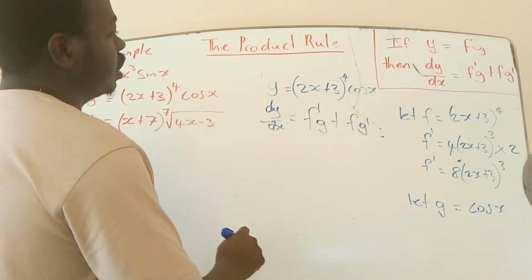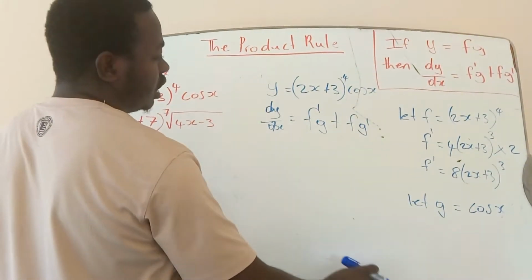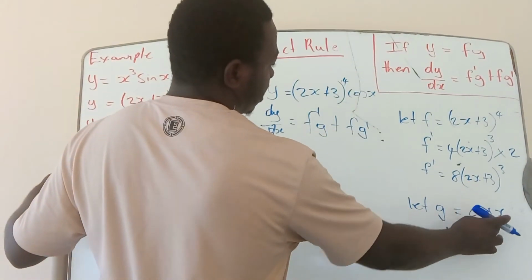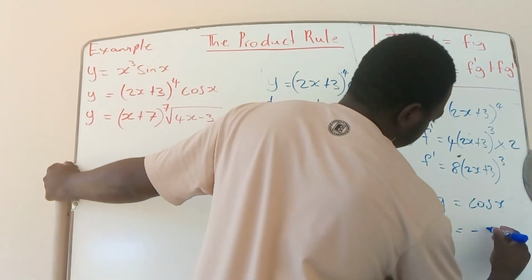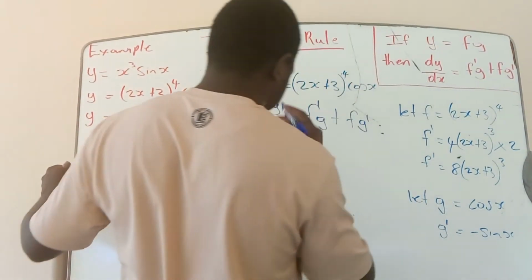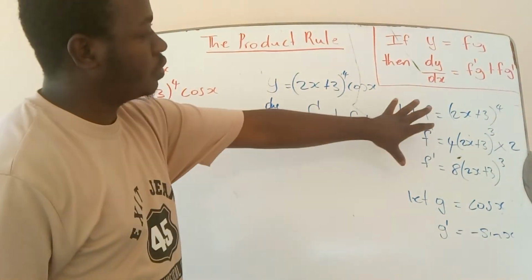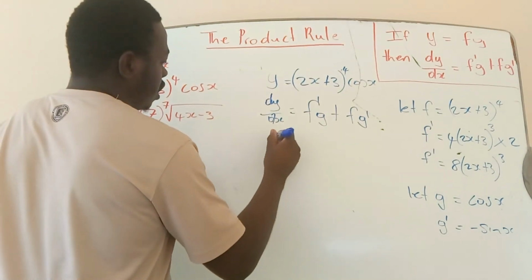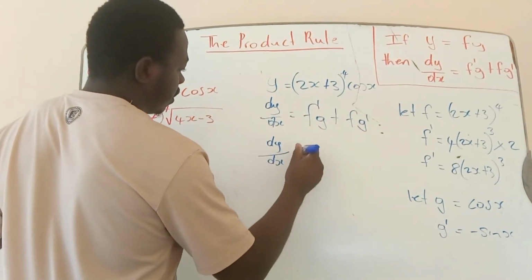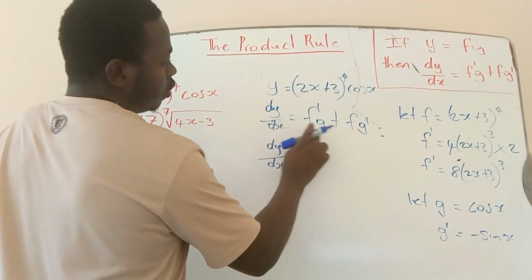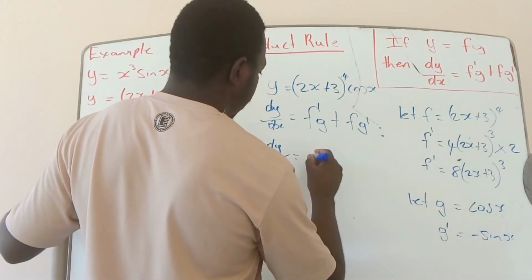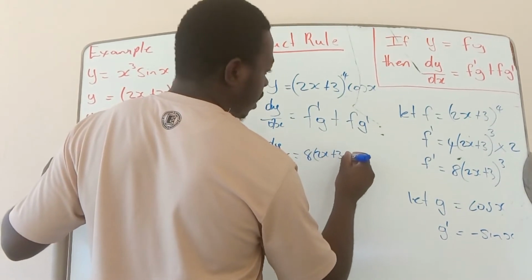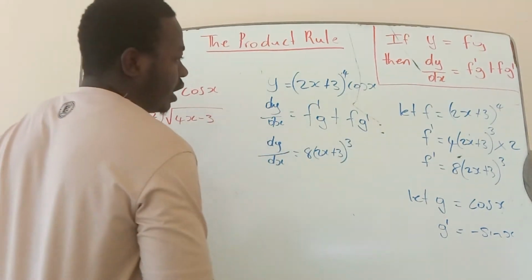Now we also need the derivative of the g function. So the derivative of the g function here, differentiate cos x, that gives you minus sin x, right? So all we need to do is to substitute these values into this formula and we're finished. So dy by dx is equal to the derivative of f, which is just this function here, which is 8 open bracket 2x plus 3, all of that raised to the third power, right?